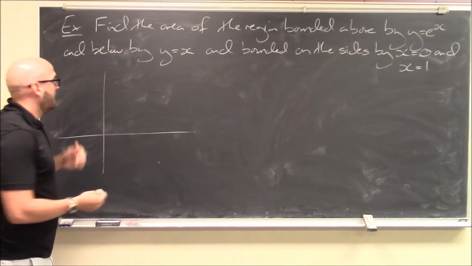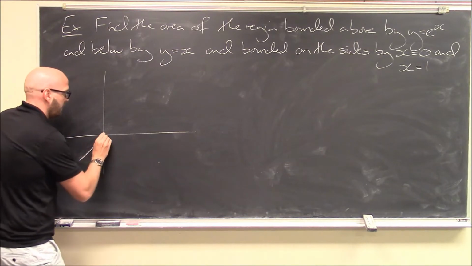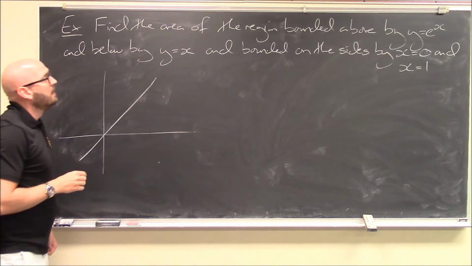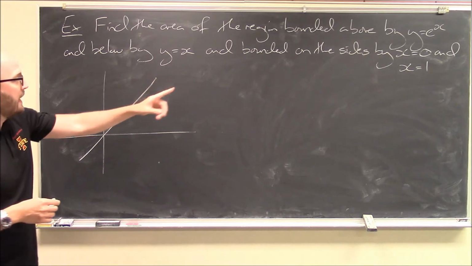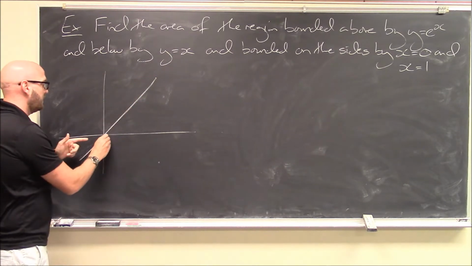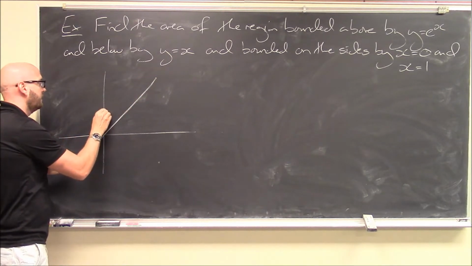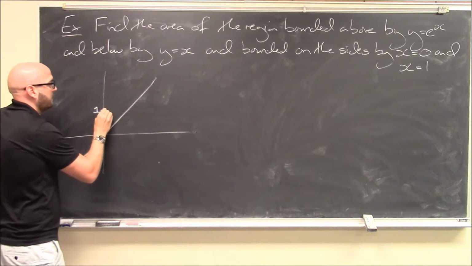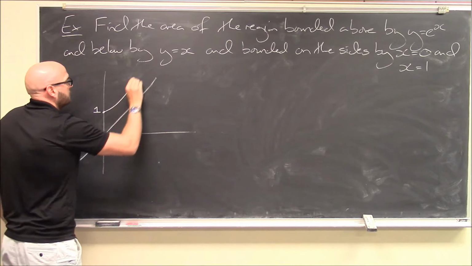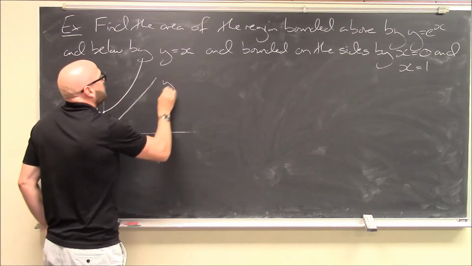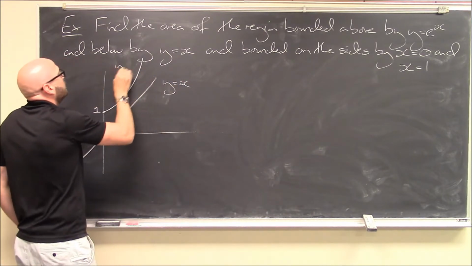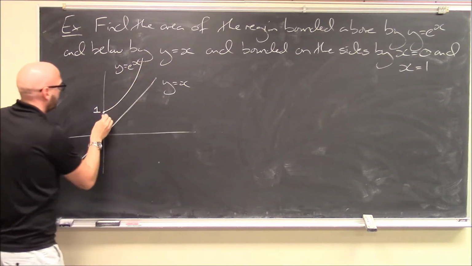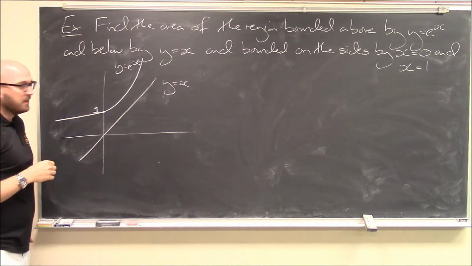I'm going to draw exactly what we have here. We have y equals x. We got this curve y equals x. Then we have y equals e to the x. What does that look like? Well, if x is 0, it's 1. So there's 1. And as x gets bigger, this function blows up very, very, very quickly. So here's y equals x. Here's y equals e to the x. And of course continues on in this direction.